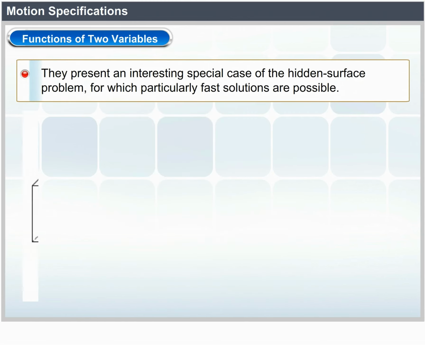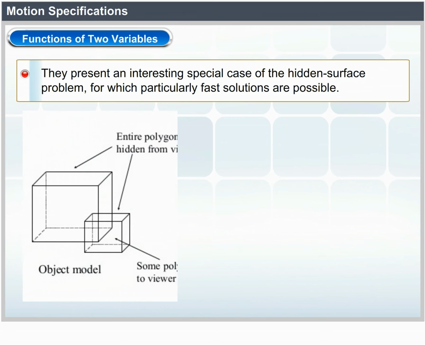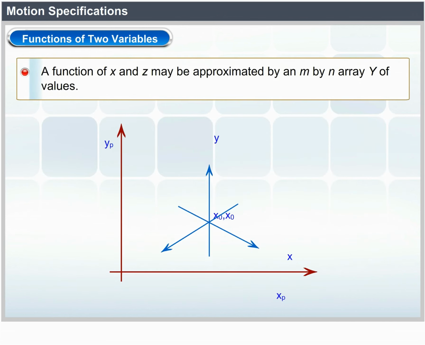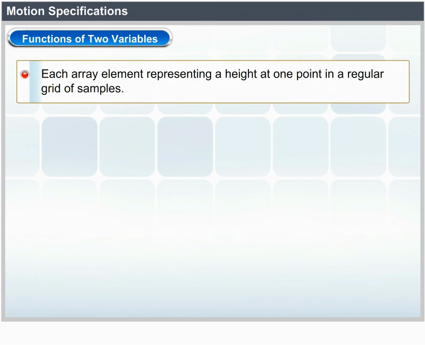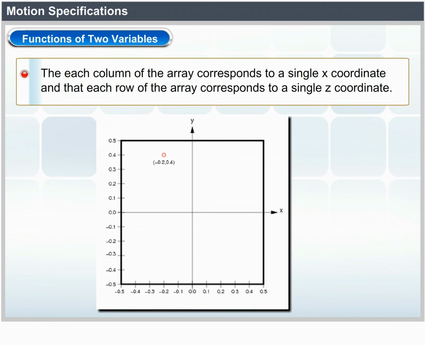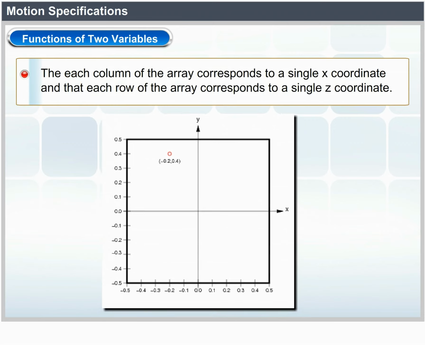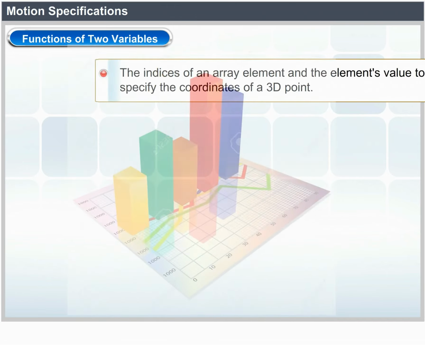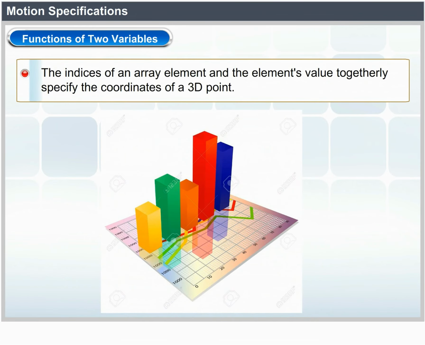They present an interesting special case of the hidden surface problem, for which especially fast solutions are possible. A function of x and z may be approximated by an m by n array y of values. Each array element may be thought of as representing a height at one point in a regular grid of samples. We assume that each column of the array corresponds to a single x coordinate and that each row of the array corresponds to a single z coordinate. In other words, the rectangular array is aligned with the x and z axes. The indices of an array element and the element's value together specify the coordinates of a 3D point.